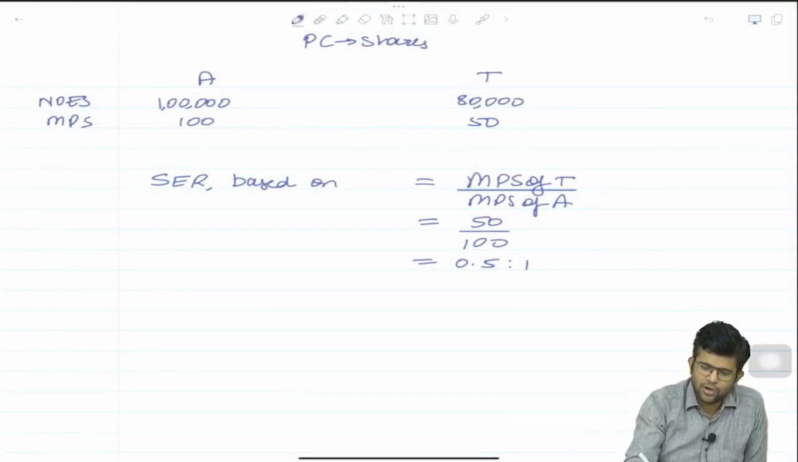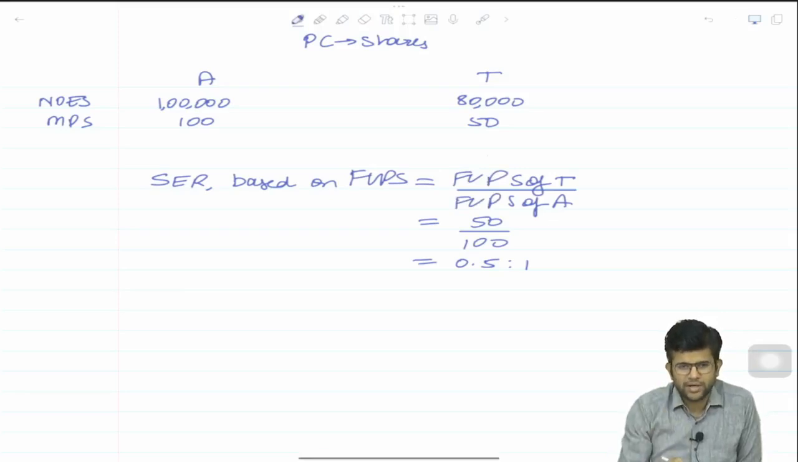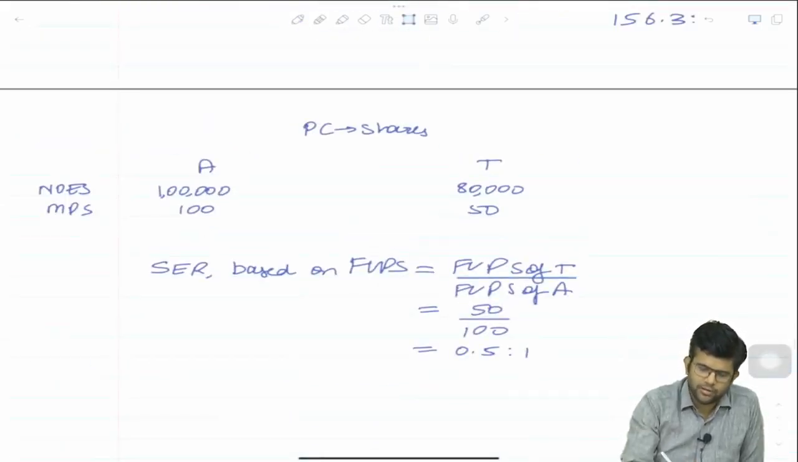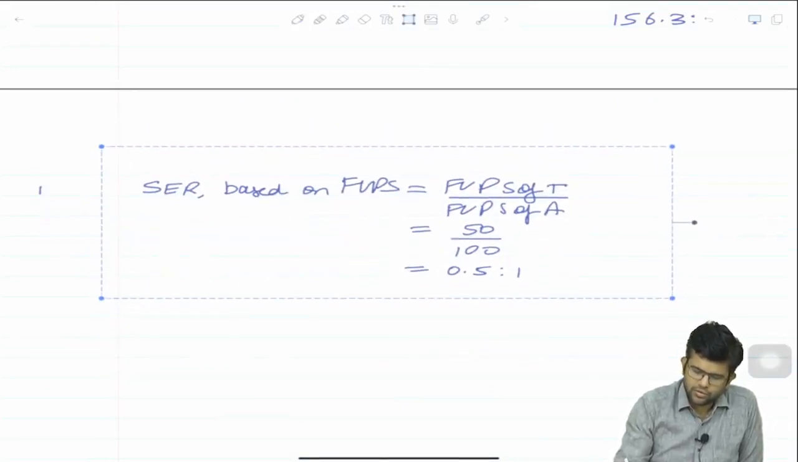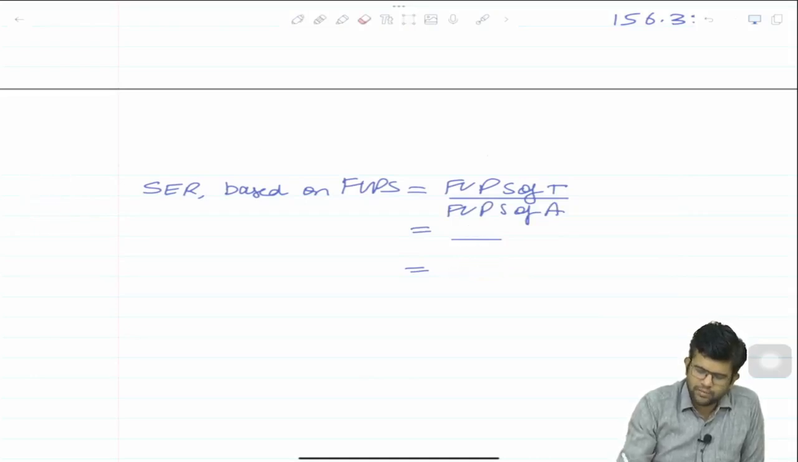SCR based on fair value per share, can I say, will be fair value per share of target upon fair value per share of acquiring instead of market price per share. Everybody, are you all getting it? All sure? So, I'll remove all this, not required. We already have the fair value per share of both the companies.